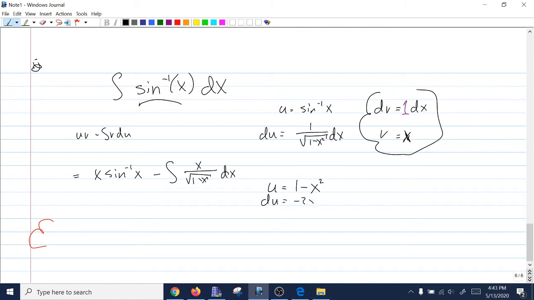du is negative 2x dx. I wish I had a negative 2 here. Well, I can put the negative by canceling it from there. Multiply by 2, divide by 2, there we go. So now this substitution will go down smooth as butter.